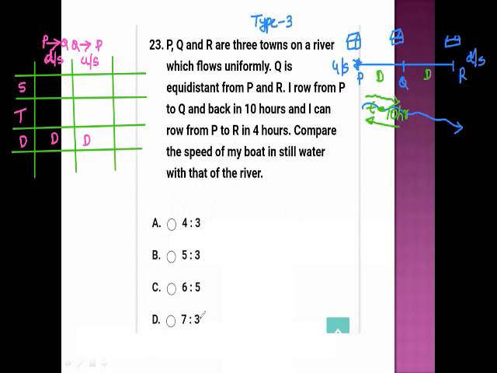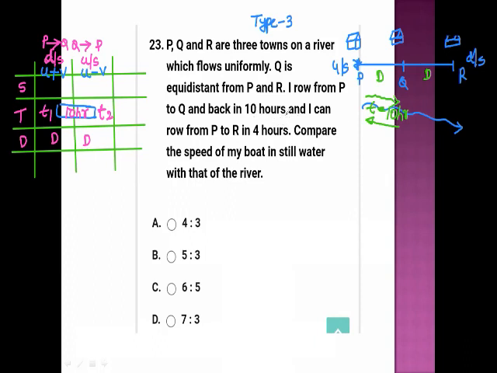You know that the relative velocity downstream is always U plus V, and upstream is always U minus V. So equidistance I have mentioned, and he has given the total time here: 10 hours. It includes both, so if I call them T1 and T2, then T1 plus T2 is equal to 10 hours. Therefore, I am writing it in common.